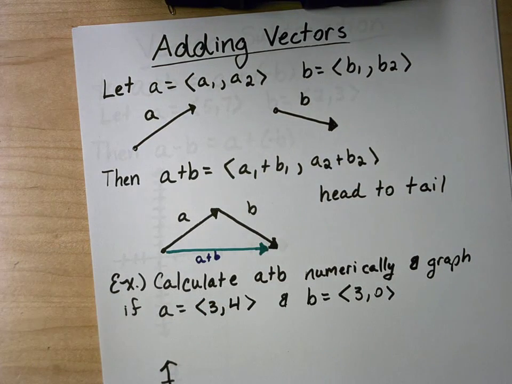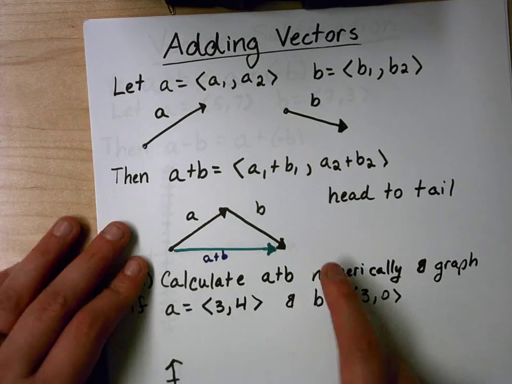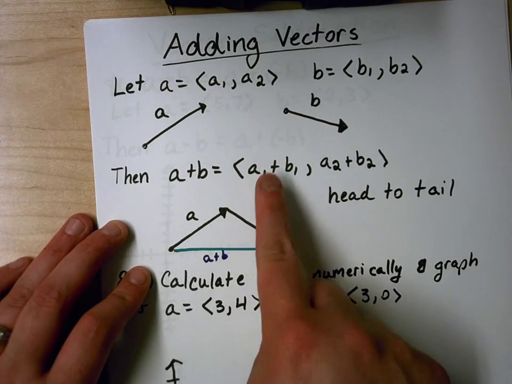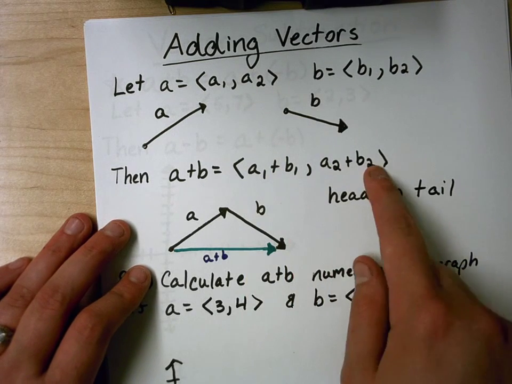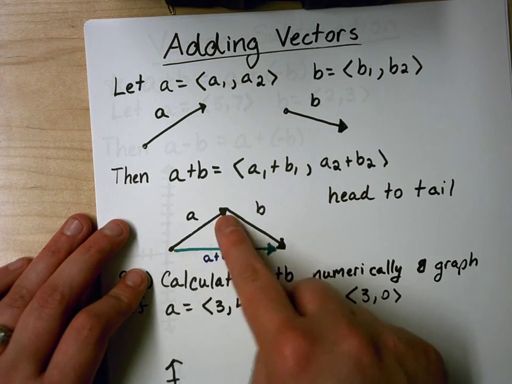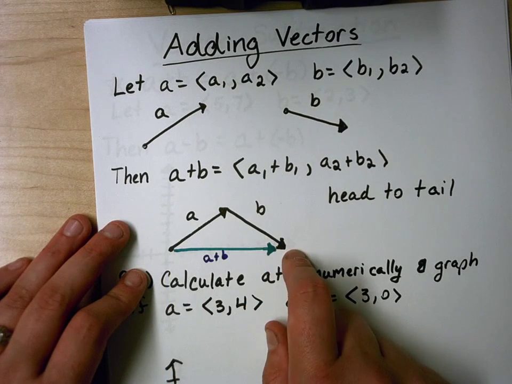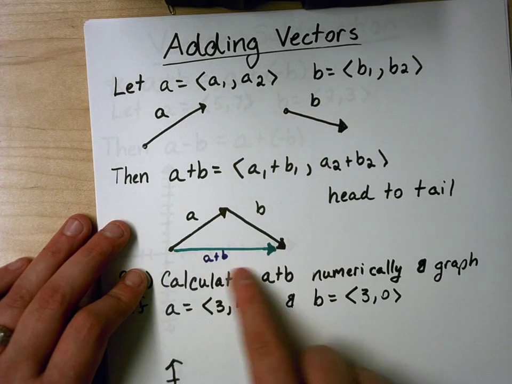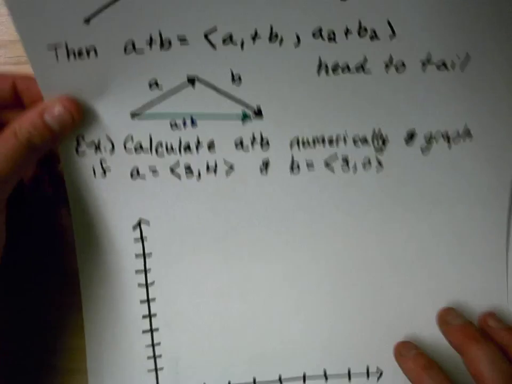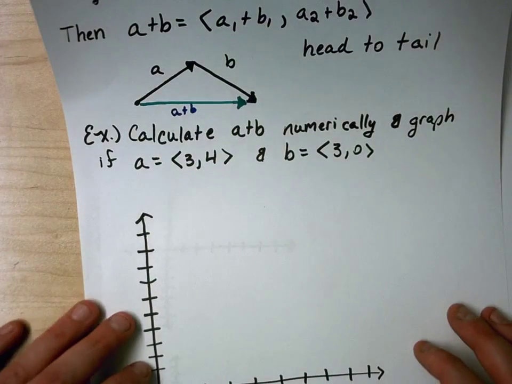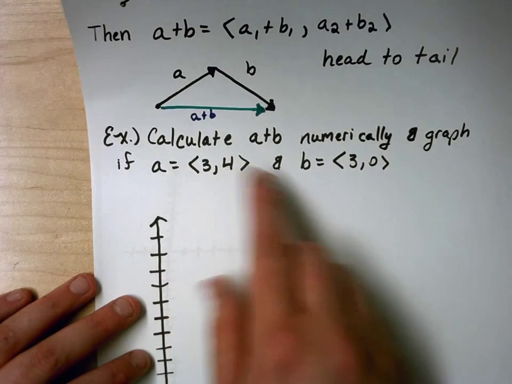All right, so let's see what that looks like in an example. Remember, when we're adding these together numerically, it's as simple as just adding a1 and b1, a2 and b2. But when we look at it graphically, in a picture, we're connecting tail to head, and then finally tail to head again. This new blue vector here is going to be a plus b. So let's add together a plus b, and we're given that a equals 3, 4, and b equals 3, 0.